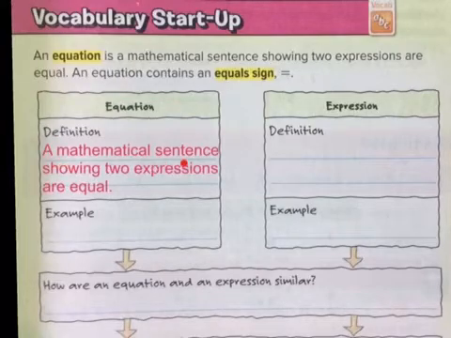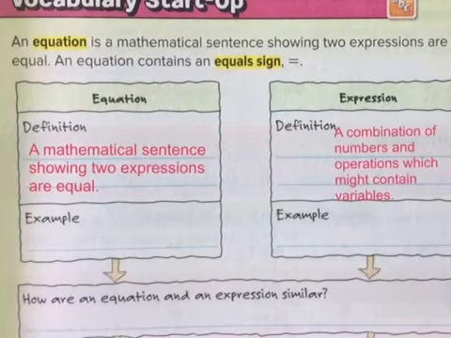An equation is a mathematical sentence showing two expressions are equal. I didn't change anything really from the statement in it. You see? I just copied it there. Then what is an expression? Well, an expression could be like 2 plus 4 minus 3, right? It's a combination of numbers and operations like addition, subtraction, multiplication, division, which might contain variables, which might contain letters or values that we don't know.